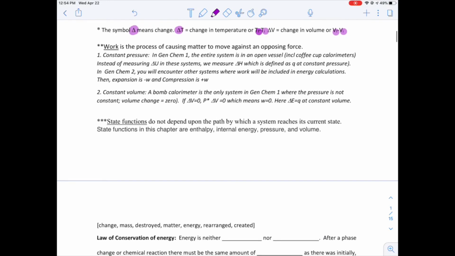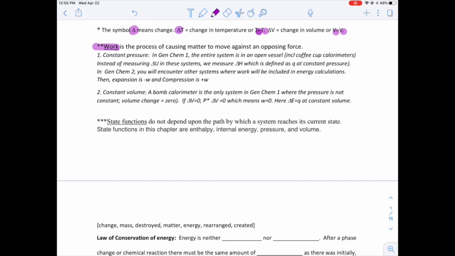Now, if you have another section of notes that doesn't have this in there, I have updated it. I realized I oversimplified, and I wanted to make sure that we were very clear. So work is only going to really be discussed right here within this chapter. It does come back in Gen Chem 2. It also comes back in the gases chapter.